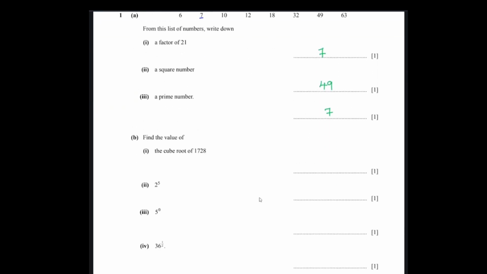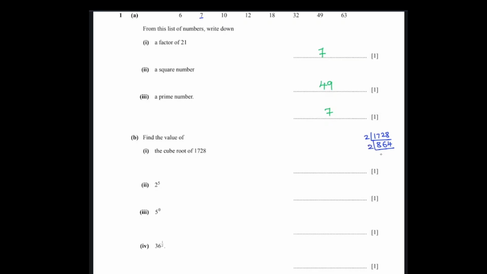Question B. Find the value of the cube root of 1728. To find the cube root, we need to do the prime factorization of the number. So do the prime factorization of 1728. It is an even number, so start with 2. 2 8s are 16, because 1 cannot be divided, so I have to take 17. 2 into 8 is 16, 1 is left out. Then 2 6s are 12, 2 4s are 8.